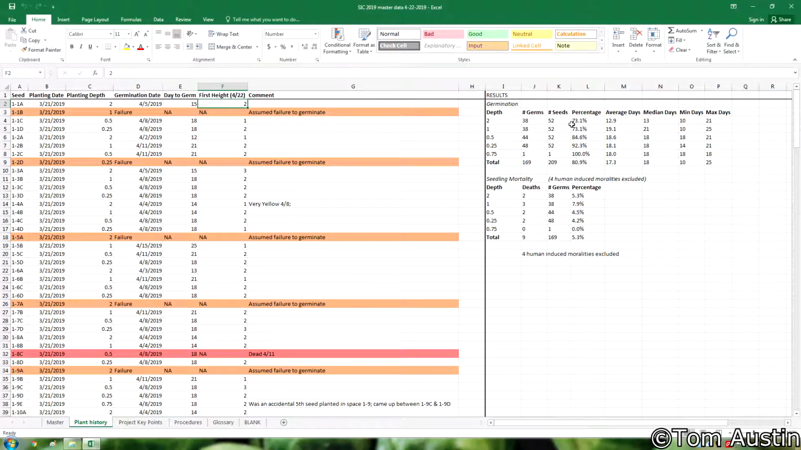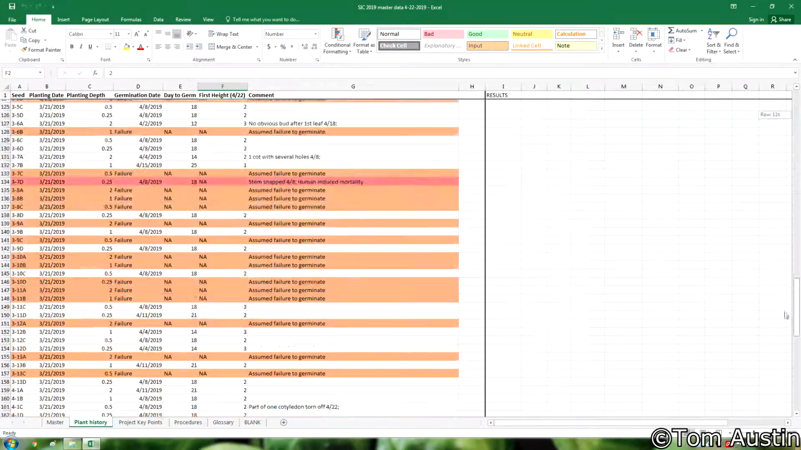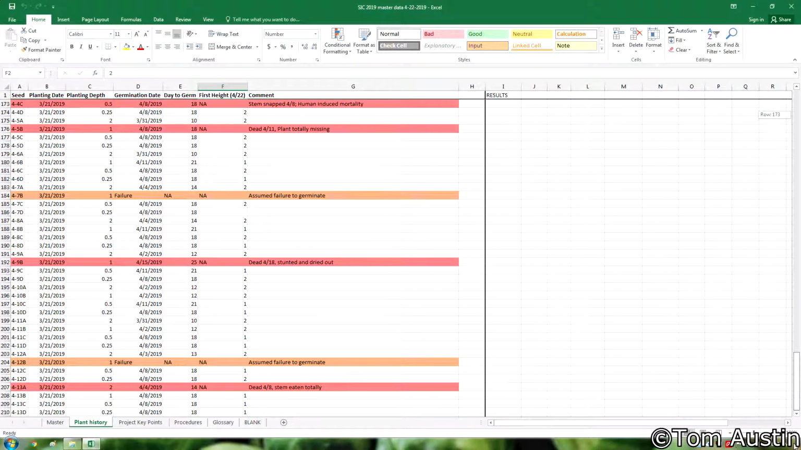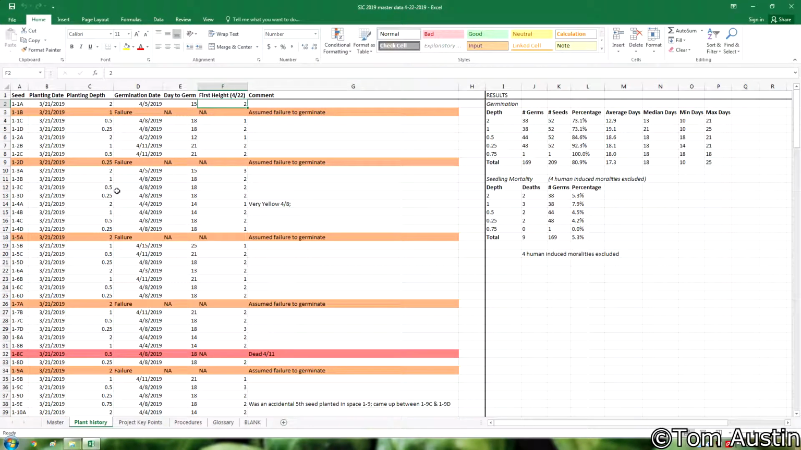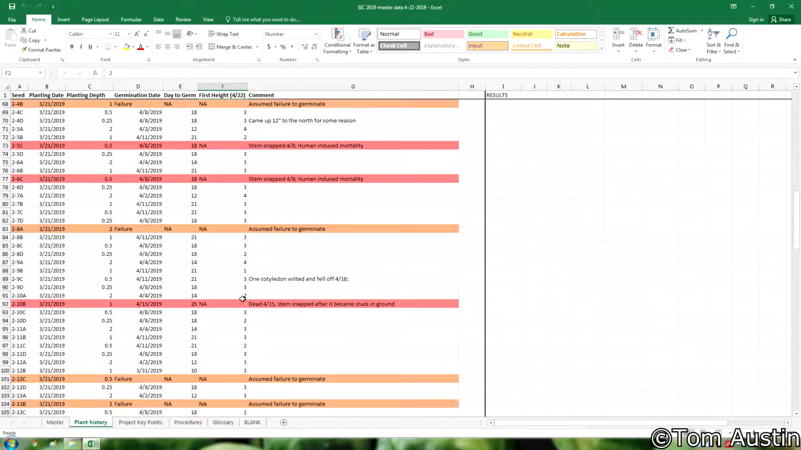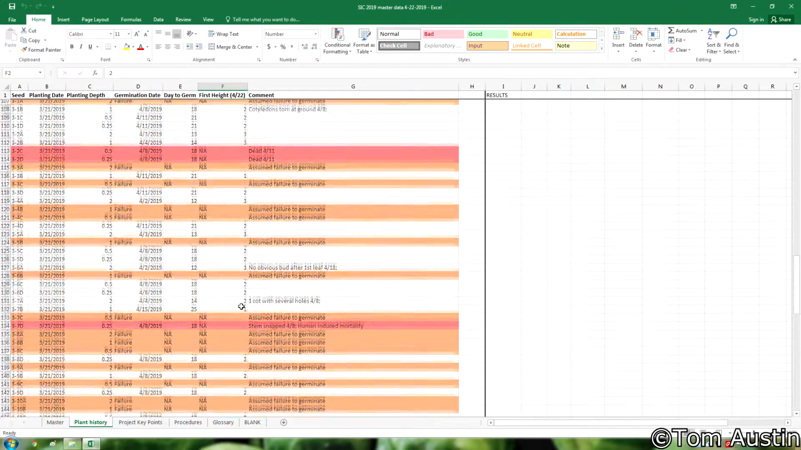So what you see here is the plant history worksheet, which is the status of each plant from planting to death. So as you can see here, the orange stuff are seeds that failed to come up, and red stuff are plants that have died for one reason or another.